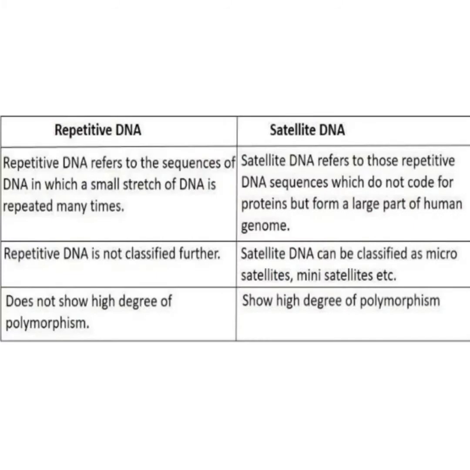What are the differences between the repetitive DNA and the satellite DNA? Repetitive DNA refers to the sequence of the DNA in which a small stretch of DNA is repeated many times, whereas satellite DNA refers to those repetitive DNA sequences which do not code for proteins but form a large part of the human genome. Repetitive DNA is not classified further, whereas satellite DNA can be classified as microsatellites, mini-satellites, etc. Repetitive DNA does not show high degrees of polymorphism, whereas satellite DNA shows a high degree of polymorphism.